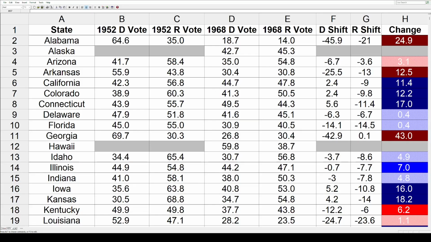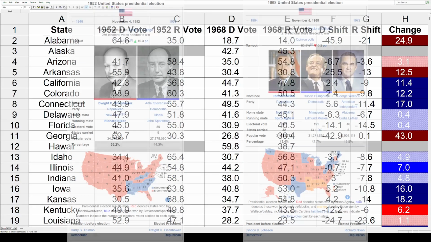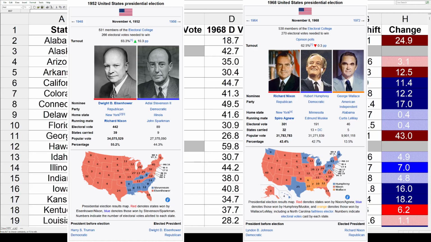But if you want to get just a little bit of background about these two elections, 1952, that was Dwight Eisenhower. He won his first term, and he won it by a lot. He got 442 electoral votes, carried 39 states, good enough for over 55% of the popular vote. The Democrat was Adlai Stevenson. He got only 89 electoral votes out of 9 states, and he got over 44% of the popular vote.